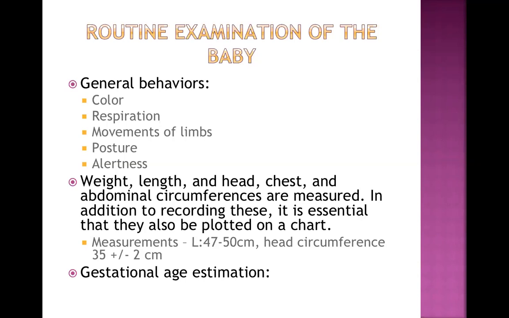They should be plotted in a chart. Then only will it give a meaning. I'll show you that chart in the next slide, but let me complete this first. For the normal measurements regarding length, the average is 50 centimeters, though there may be a range like 47 to 50, or maybe 47 to 52. Head circumference is 35 plus or minus 2, meaning 33 to 37 is considered normal. If gestational age estimation was not done before, this is the time we do that.